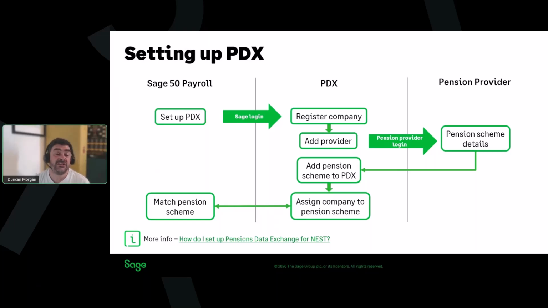We then went in to match our schemes. So we signed in again. We chose which of the pension schemes matches each pension scheme set up in payroll. And once that's all matched, everything is then set up. So we have linked to the instructions there for Nest. Again, we have got a PDX hub on our help center, which will provide more details on the other providers.